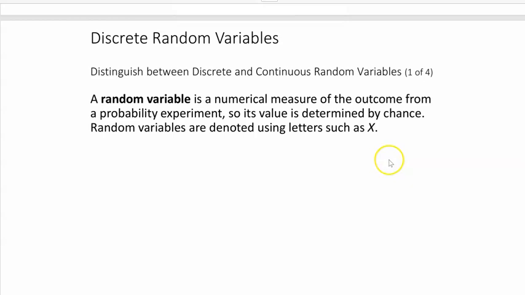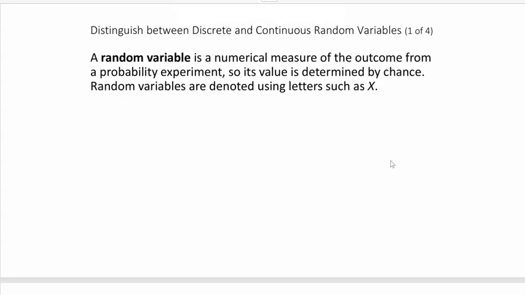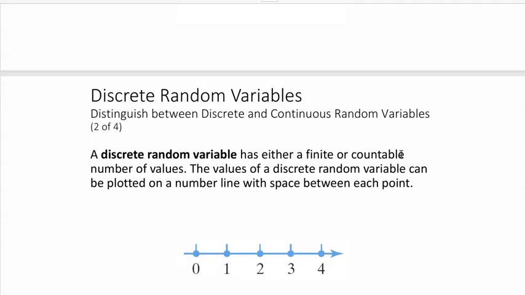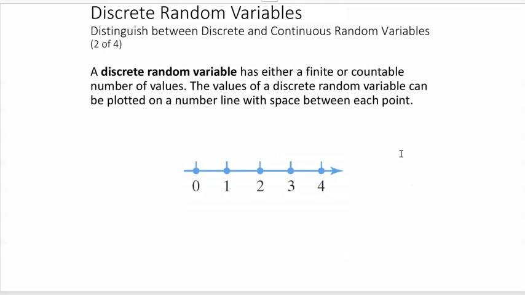A random variable is a numerical measure of the outcome from a probability experiment. So its value is determined by chance. Random variables are denoted using letters such as X. In this section, we're going to really focus on discrete random variables. Discrete are things that we can count. We can also talk about continuous random variables, which we're going to see in another video, along with the normal distribution that's tied to those. With discrete random variables, we're either going to have a finite or a countable number of values.